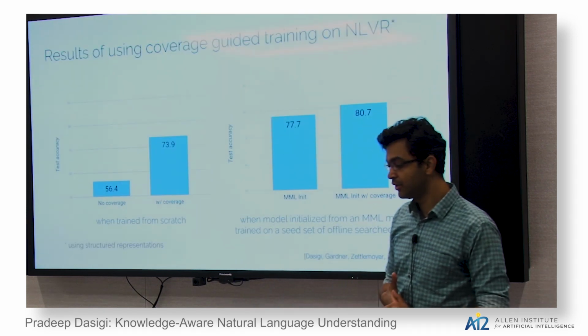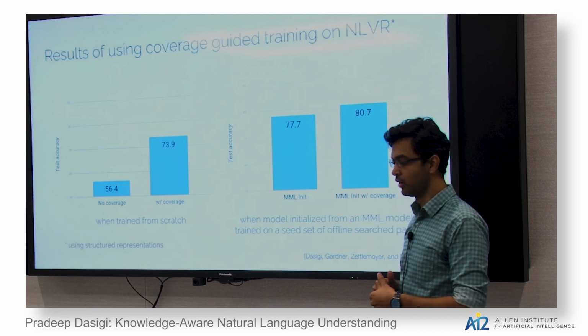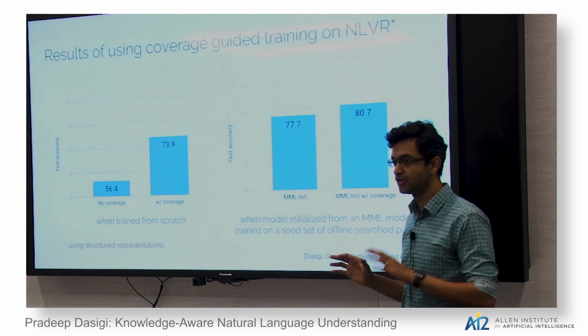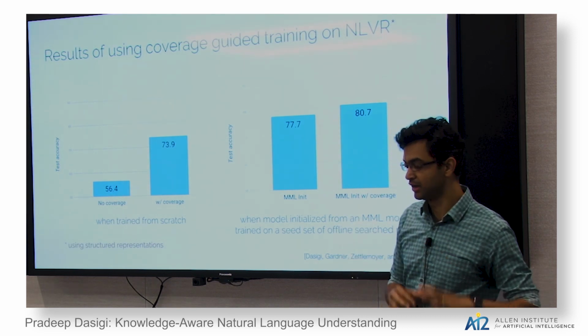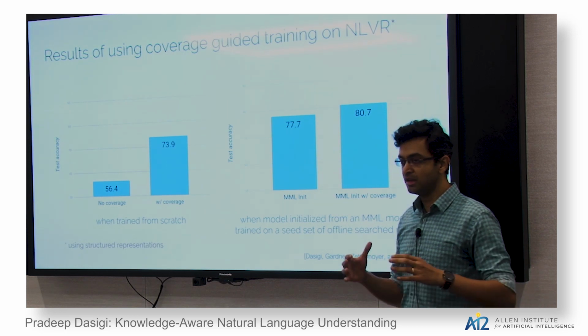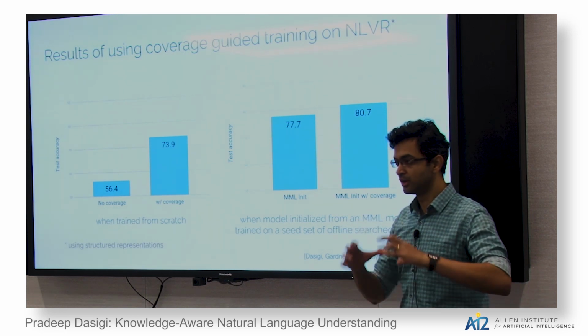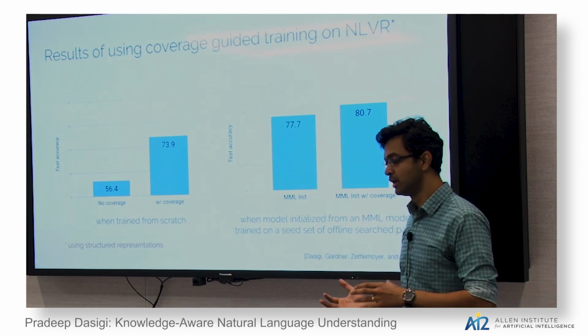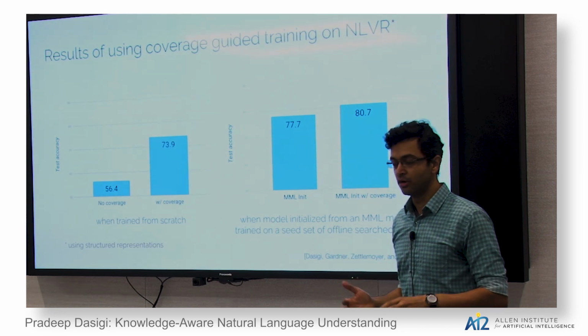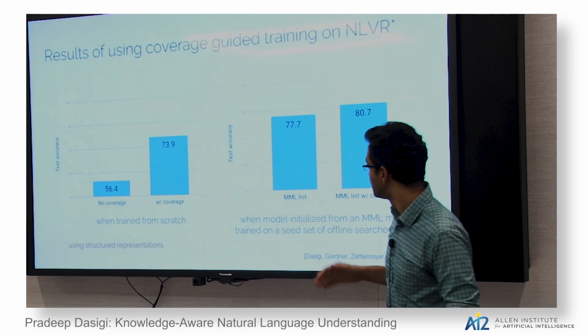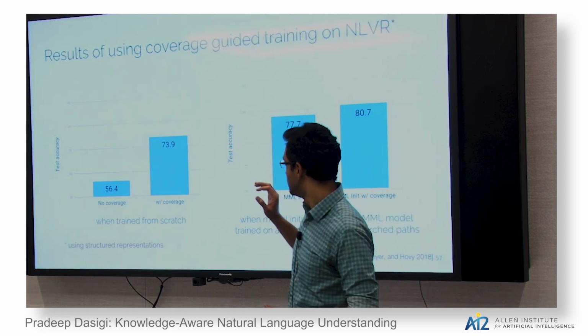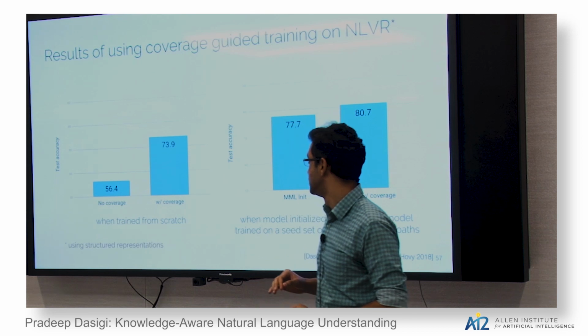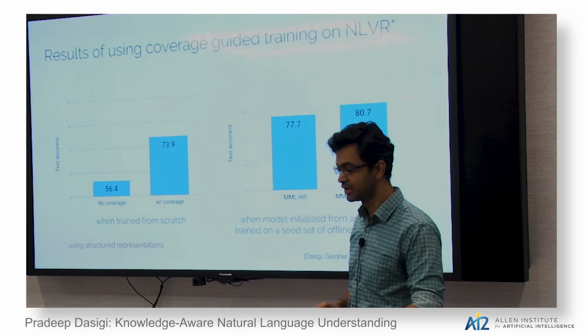So here are the results of using coverage-guided training on NLVR, and the results are using the structured representations that come with the dataset if you're familiar with it. What that means is that we are not directly looking at the images, but JSON representations of these images, and we're thinking of this as purely a semantic parsing task, not really an object recognition task. What I've shown here on the left is the setting where you're training the parser from scratch.